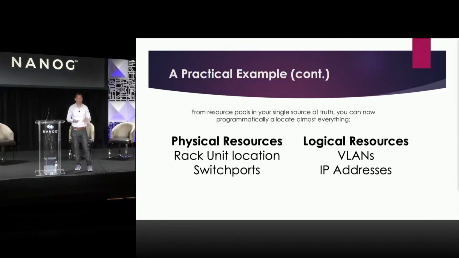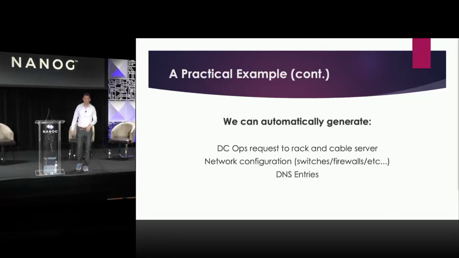So we can get our rack unit location, we can get our switch ports, we can get our VLANs, we can get our IP addresses, we can do all that automatically. Nobody needs to be involved in that particular process from a human perspective.